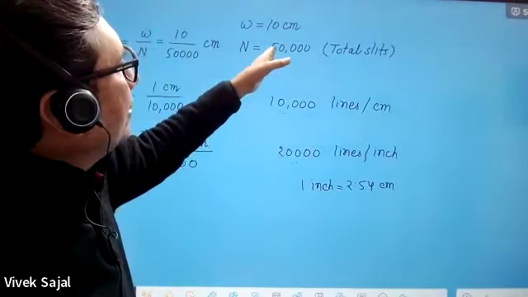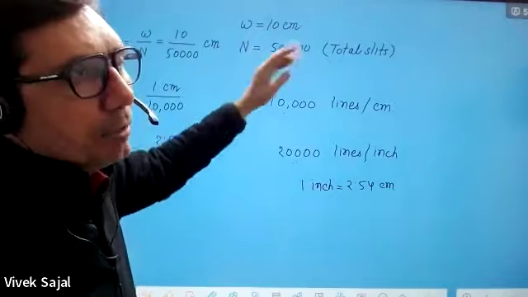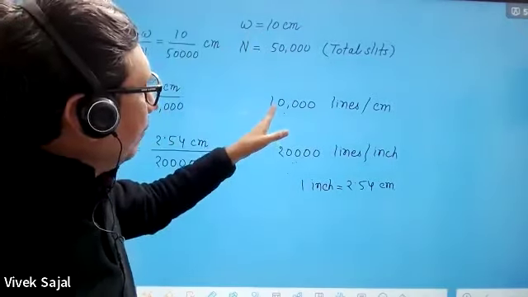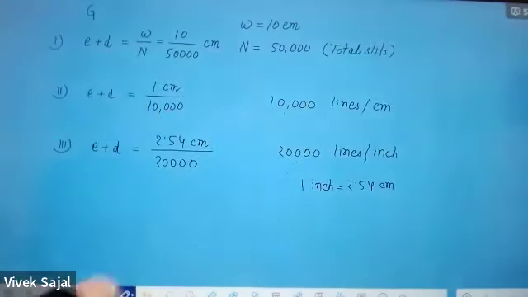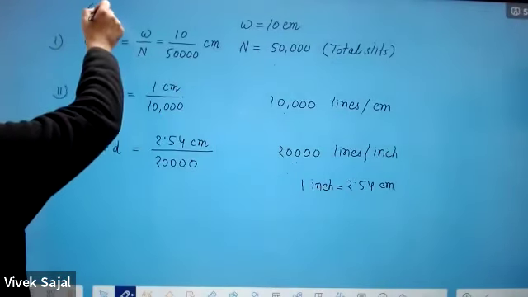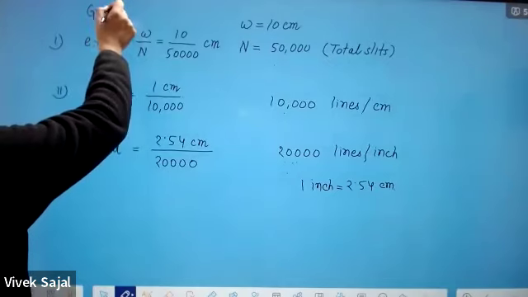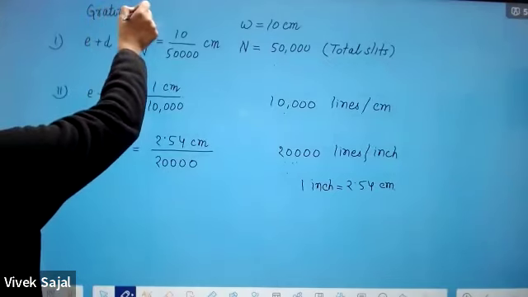In place of 50,000, they may give you 40,000. They may give you 20,000. It may be 5,000, it may be 20,000. So data may be different. I have just given some numbers and then I explained to you how to calculate it. So this is grating element, E plus D.